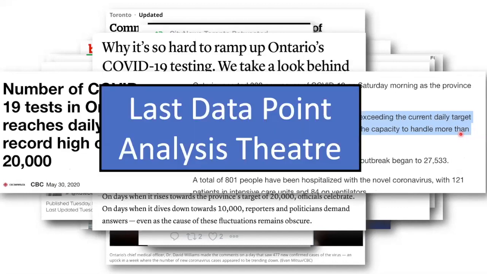This sums up my interpretation of what I think is happening in the media and also with the leadership of the province. We're engaging in something I call last data point analysis theater. We're not really progressing our understanding or knowledge of what's happening because we forget the context, we forget the history.